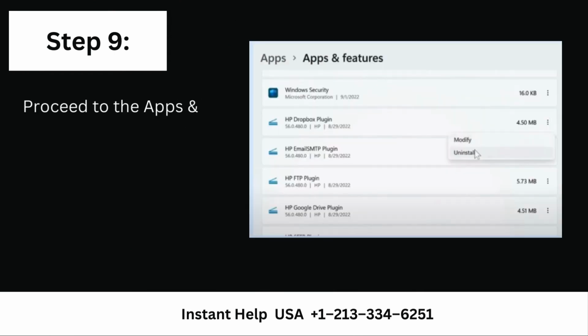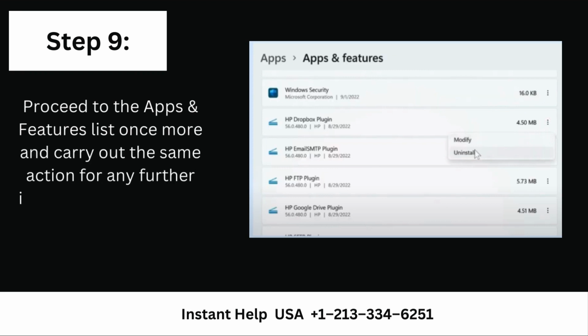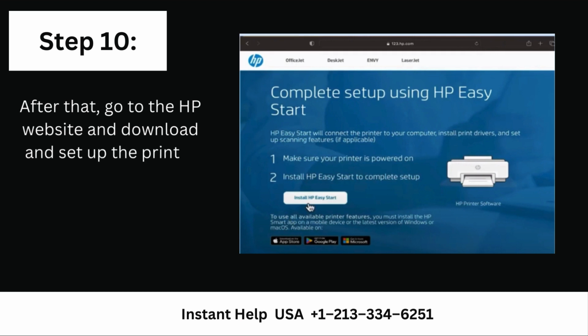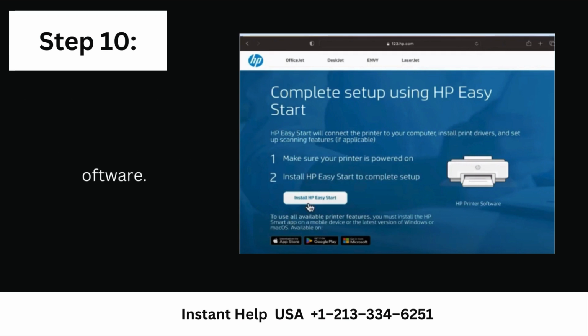Step 9. Proceed to the apps and features list once more and carry out the same action for any further items that contain your printer name. Step 10. After that, go to the HP website and download and set up the printer software.